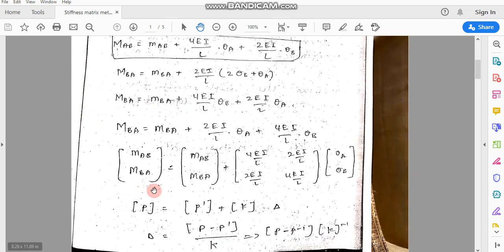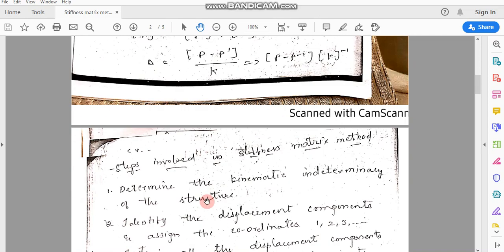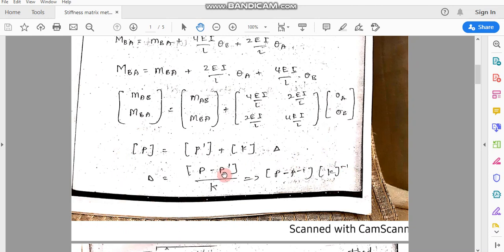Now if you move further, we can make it as P dash. This one I can denote by K and this one as delta. Now if I want delta on the right side, to make it the subject, we send this term toward the left-hand side, it becomes P minus P dash. Then if you send K to the other side, it goes to the denominator. So delta will be equal to (P minus P dash) into K inverse. This is the standard equation of the stiffness matrix method.